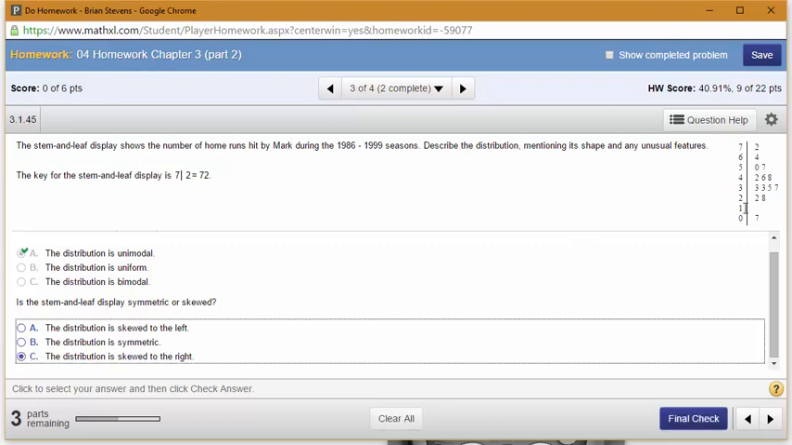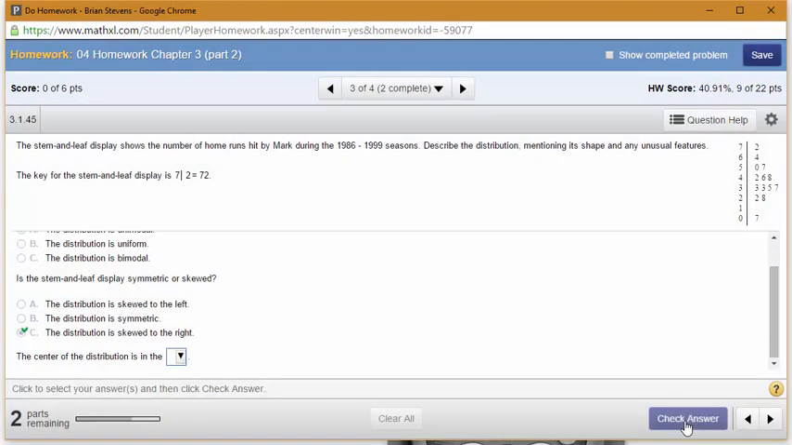Another thing worth noting is the bin width here is 10, I believe. Yep. Here's the key, 7|2 equals 72. Always important to note with the stem and leaf plot what we're actually looking at. So with this in mind, each of these bins has length 10, as in this would be numbers 0 to 9, 10 to 19, and so we have bins of length 10, and this is a right-skewed distribution.